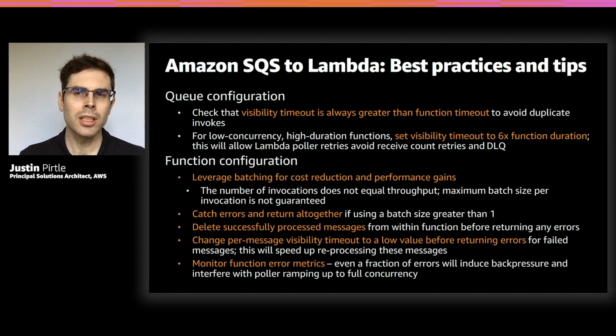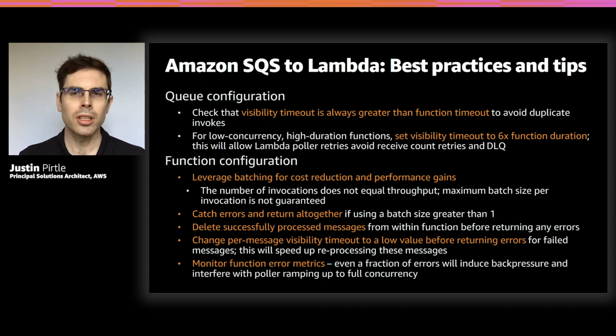You could go ahead and delete the ones that succeeded and then just return the error on the ones that didn't succeed. And if you want to speed up the processing of the failed messages, you can also change the per message visibility timeout inside your code for those messages to a low value before returning the error, which will allow them to be nearly immediately reprocessed.